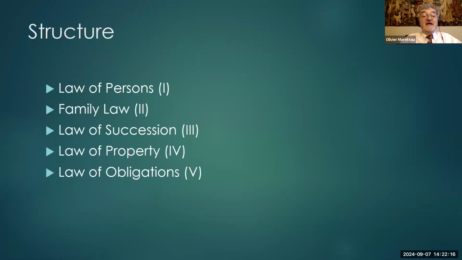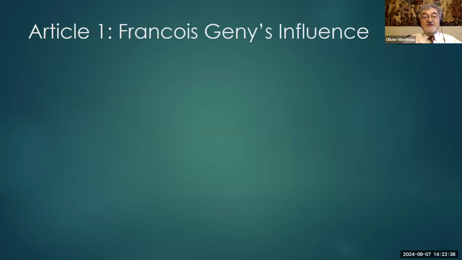So this is the initial structure of the code, with the law of persons in book 1, family law as book 2, then you have the law of succession, law of property, and law of obligations. That pretty much mirrors the German organization, though, as I said, without a general part.